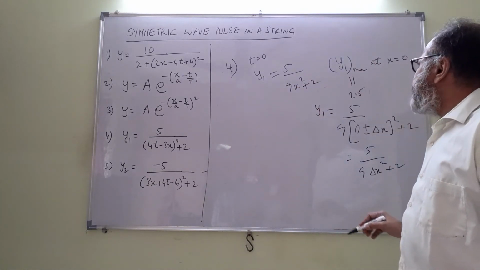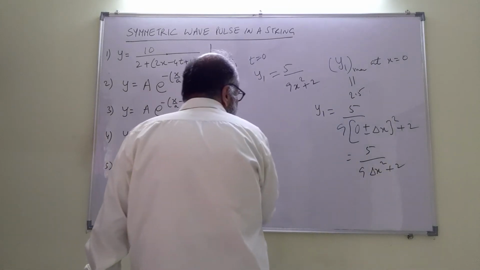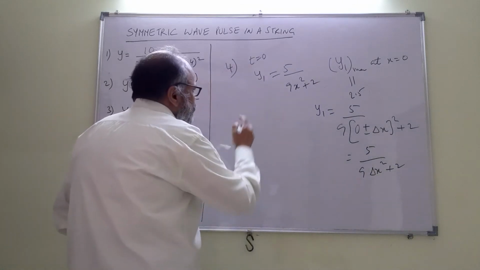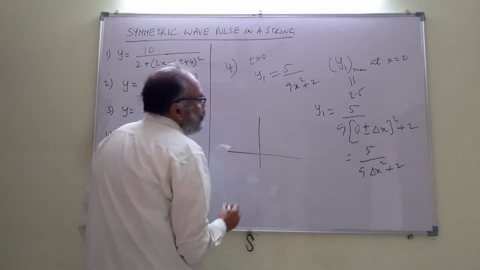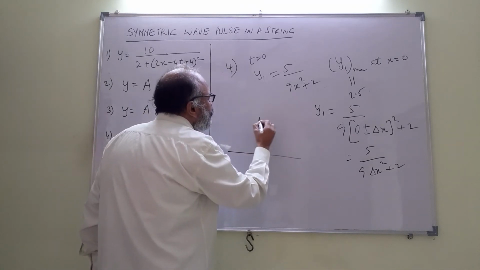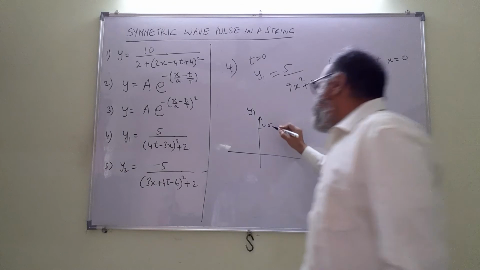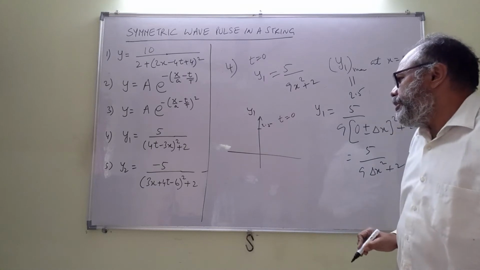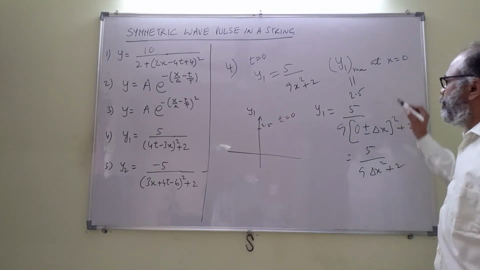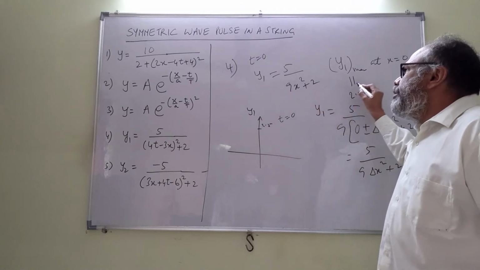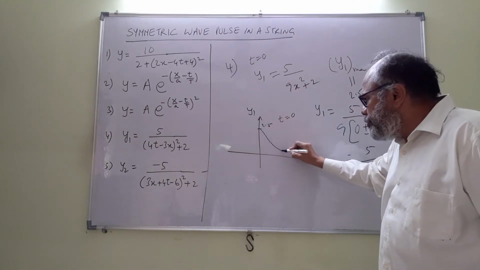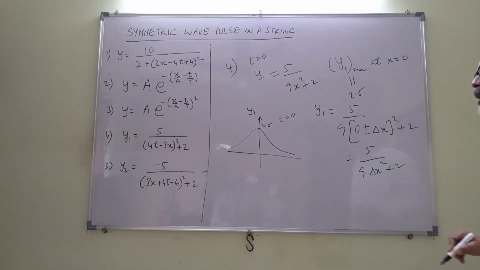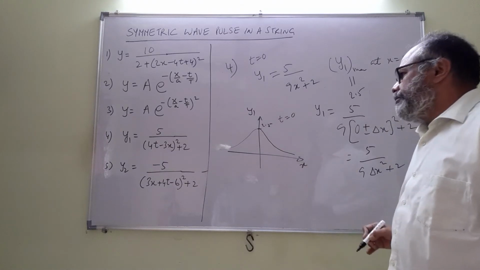Similarly, for the fifth one. Let's draw this pulse. The y max is 2.5. We are plotting y1. Y max is 2.5 at x equal to 0. This is at instant t equals 0. As x tends to infinity, y1 will tend to 0, and as x tends to minus infinity, this will also tend to 0. That is the graph of y1 versus x.